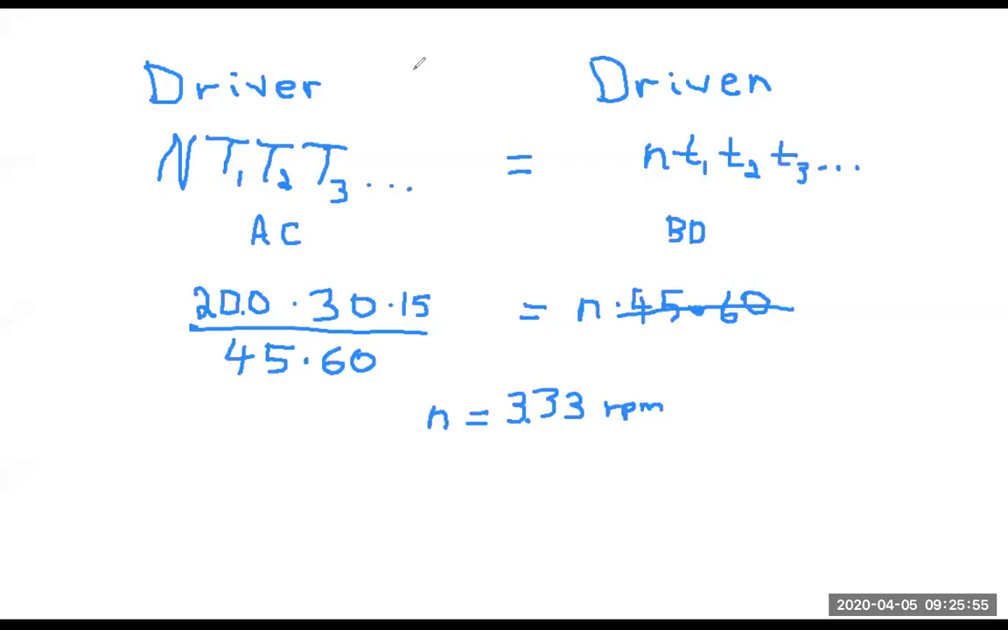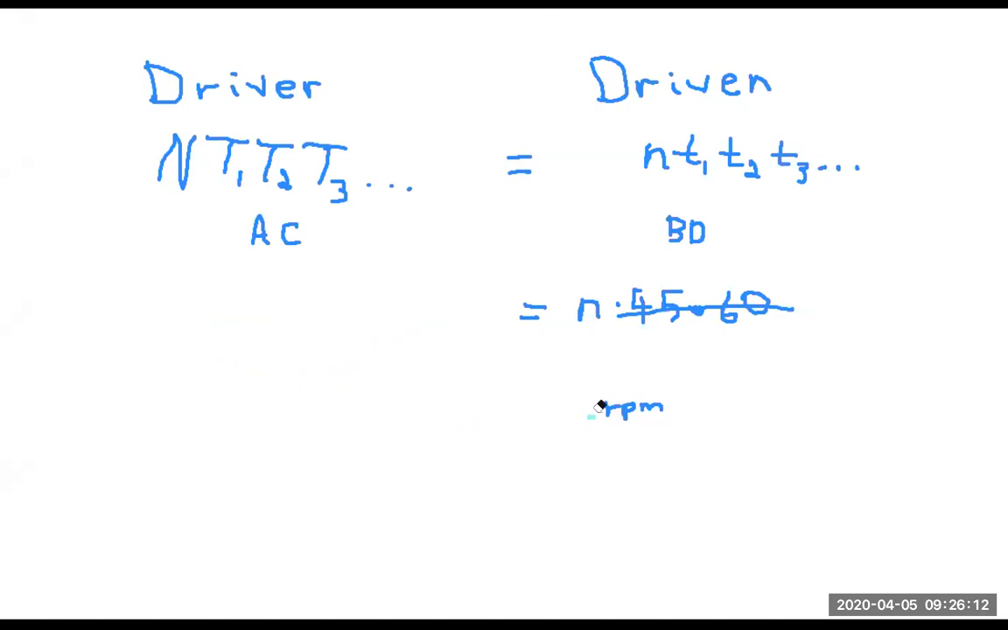Hello, whiteboard. Okay, so A and C are still the drivers, B and D are the drivens. I'm just going to have to erase the calculations we did here. Okay, out and back.